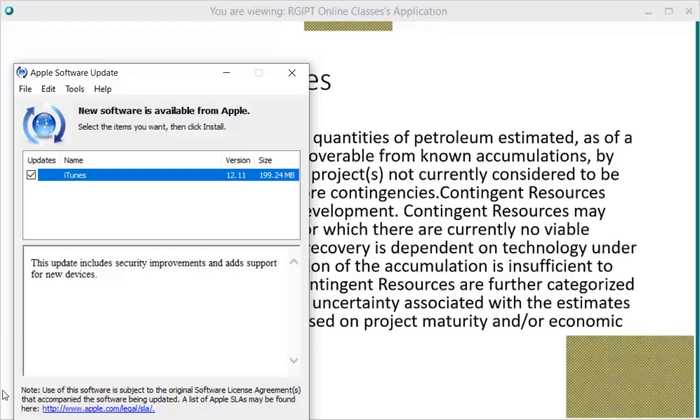Where commercial recovery is dependent on technology under development, or where evaluation of the accumulation is insufficient to clearly assess its potentiality. Contingent resources are further categorized in accordance with the range of uncertainty associated with the estimate and should be subclassified based on maturity and or economic status.